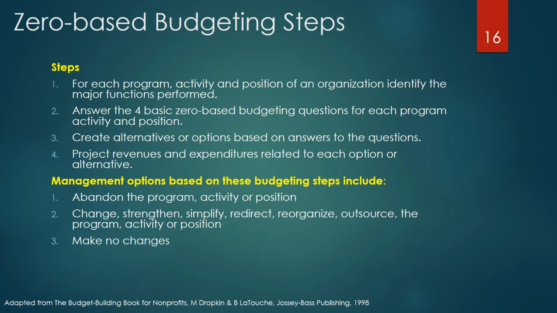Leadership then has 3 management decision options to choose from based on these 4 zero-based budgeting steps. 1. Abandon the program, activity, or position. 2. Change, strengthen, simplify, redirect, reorganize, or outsource the program, activity, or position. 3. Make no changes in the activity, program, or position. During my tenure in the health department, we did discontinue, change, and outsource several programs, activities, and positions utilizing a modified zero-based budgeting process like this.